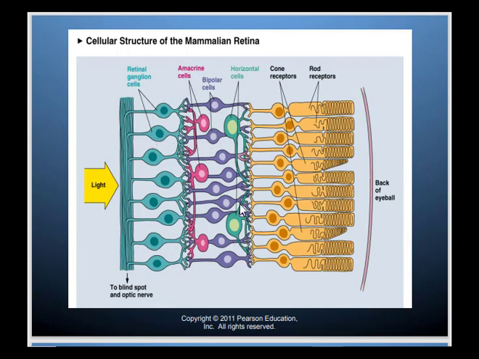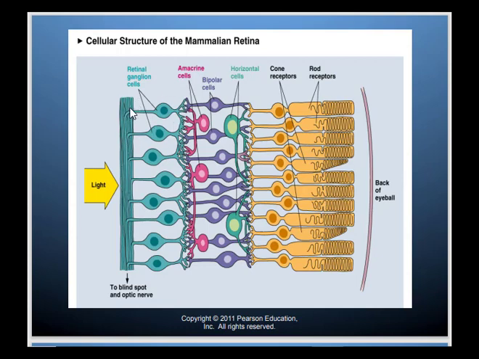Then you've got some other sort of helper cells in between. You've got some horizontal cells and some amacrine cells. And again, if all of this information is interesting to you, I do highly suggest that you go on to take biological psych. At UNC Charlotte, it's called physiological psych. That's the 3113. But again, the last stop in the actual eyeball is called the retinal ganglion cells.